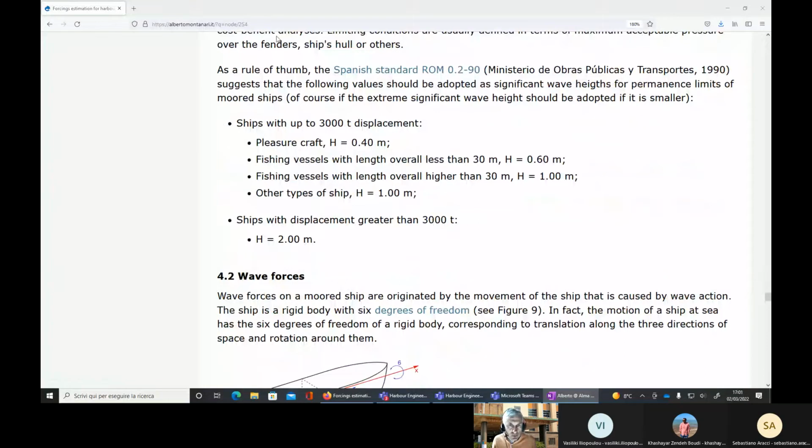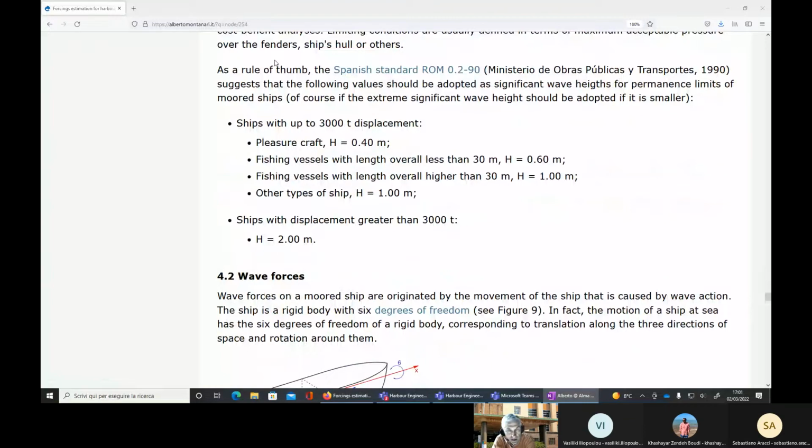Now, ships with up to 3,000 tons, for a pleasure craft that is moored, take a design wave height of 0.4 meters. Fishing vessels with length overall less than 30 meters, design wave height 60 centimeters, 0.6 meters. Fishing vessels with length overall higher than 30 meters, design wave height 1 meter. Other type of ship, 1 meter. Ships with displacement greater than 3,000 tons, design wave height 2 meters.